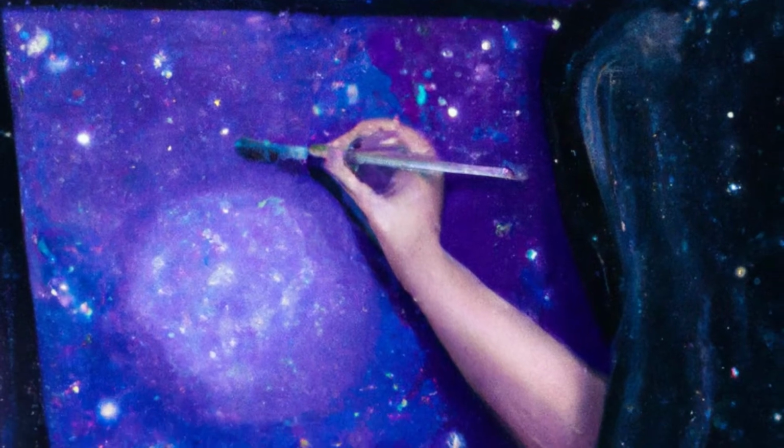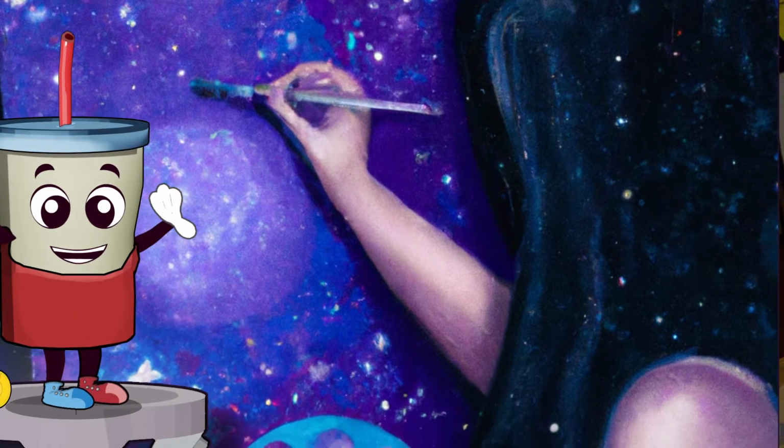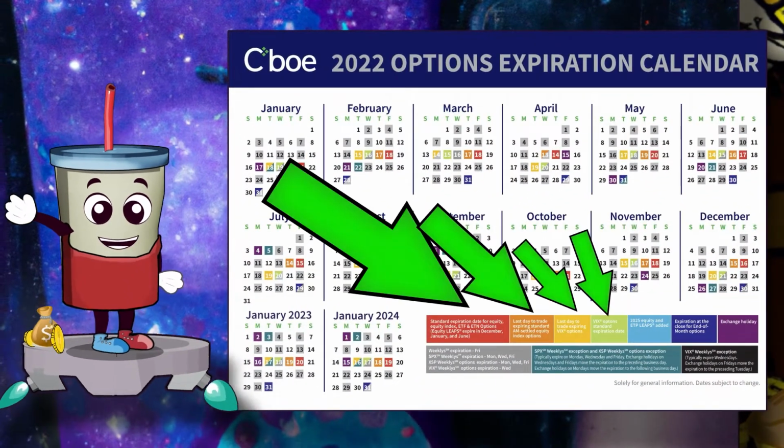You see, I'm still learning how to see. In this episode, let's talk about colors, specifically the colors found on this chart from the CBOE.